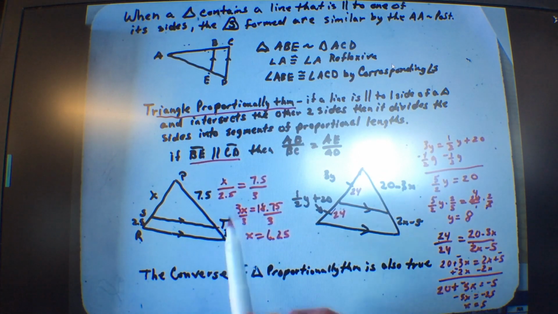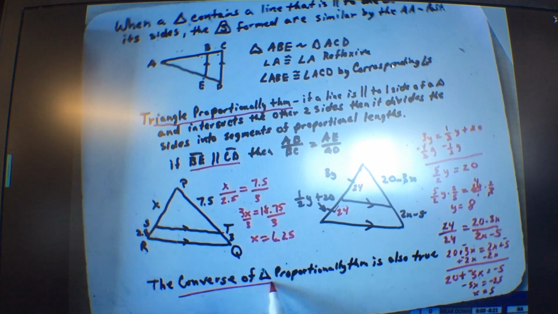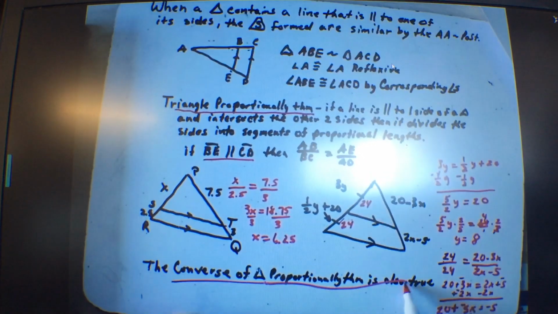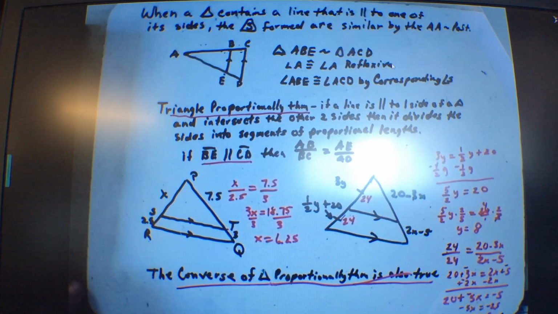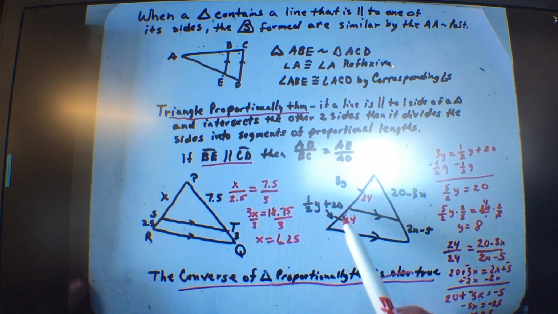Now, I want to point out that the converse of the proportionality theorem is also true. That means that if you have the sides in proportion, then this line must be parallel to this line. That's all that means. So the converse of the triangle proportionality theorem is also true.